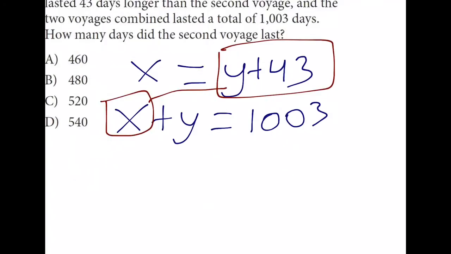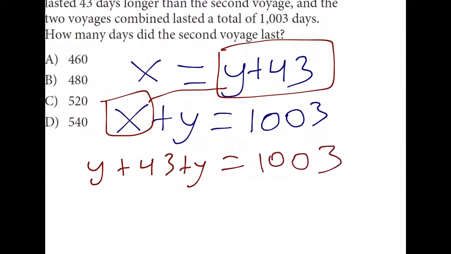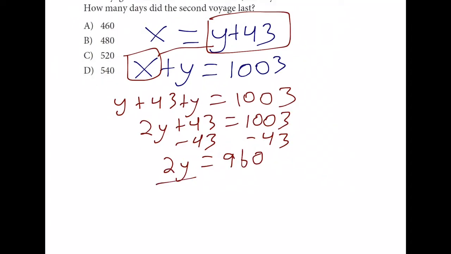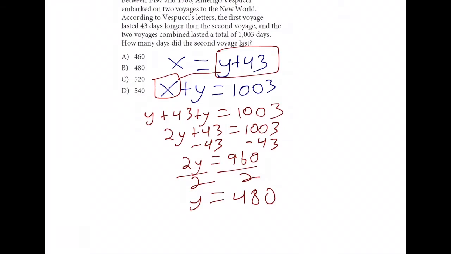This is a simple substitution I can make. I can replace x with what it's equal to. So I'm left with y plus 43 plus y is equal to 1,003. I combine like terms. I'm going to subtract 43 from both sides. 2y is equal to 960, so when I divide both sides by 2, y is equal to 480. So y represented the second voyage. That's our answer, B.